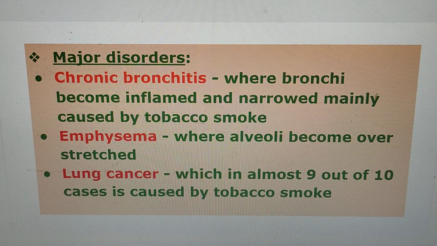Okay, so guys, you should be cautious of making your respiratory system healthy, and avoid getting these kinds of disorders. It's very dangerous to our health.